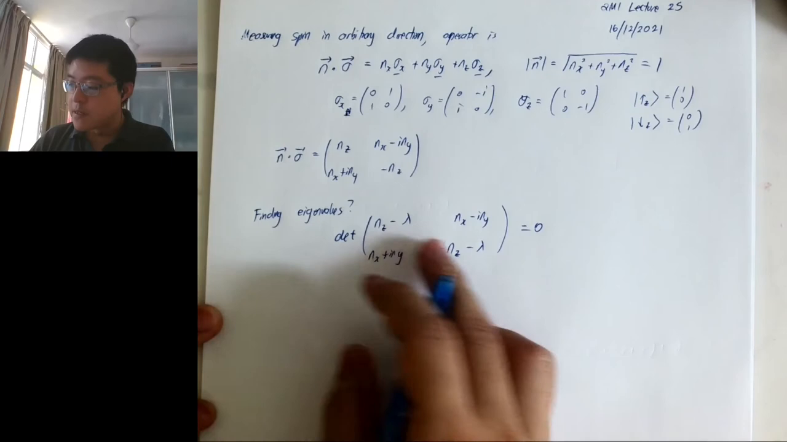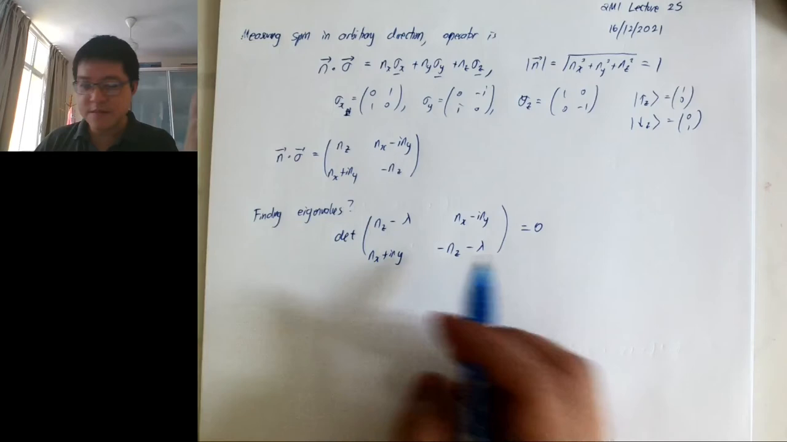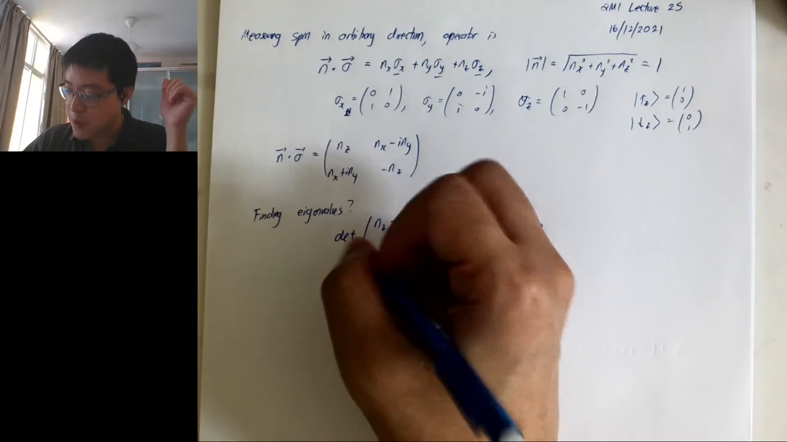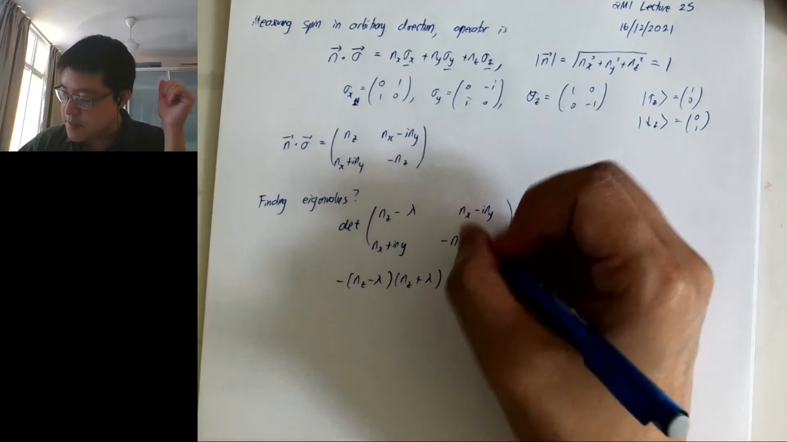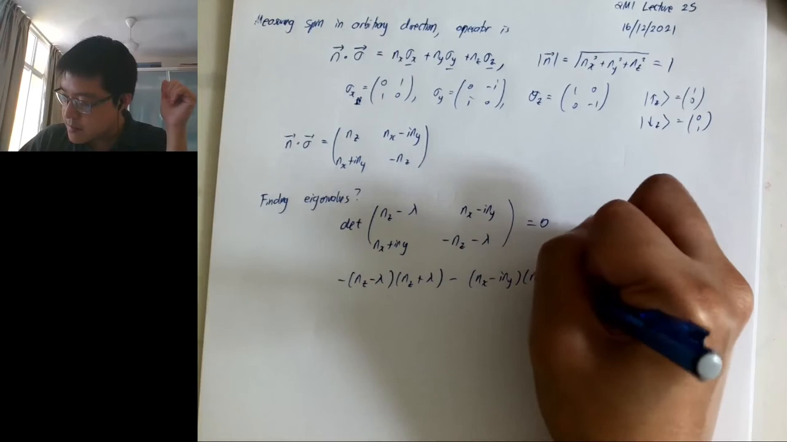Yeah, I kind of remember doing this just before we ended our previous class, but I did it quite fast, right? So now we are not rushing, so let's do this properly. What's the determinant of this? It is nz minus this. The negative sign, I put it here, so this is nz plus lambda, minus this thing, times the other thing. Okay, so this is equal to zero.